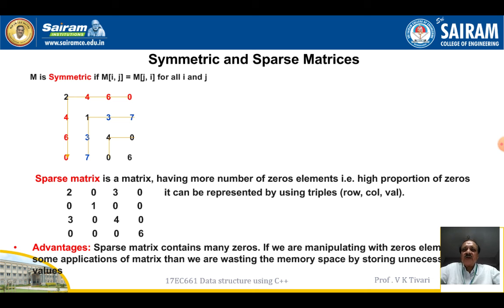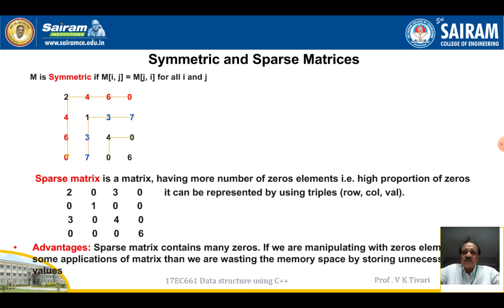A sparse matrix is a matrix having a larger number of 0 elements, that is, a high proportion of zeros. It means it can be represented using triples: row, column and value. You can see below that in the matrix, most of the elements are 0 other than the few values.